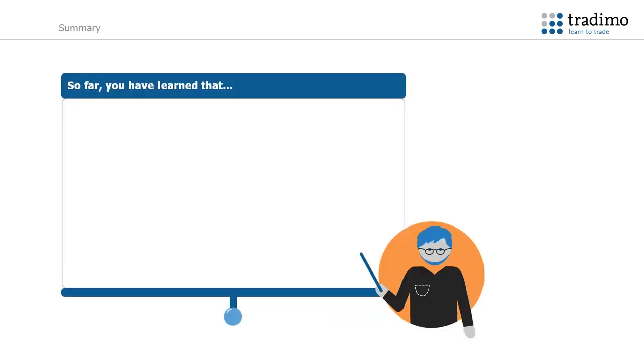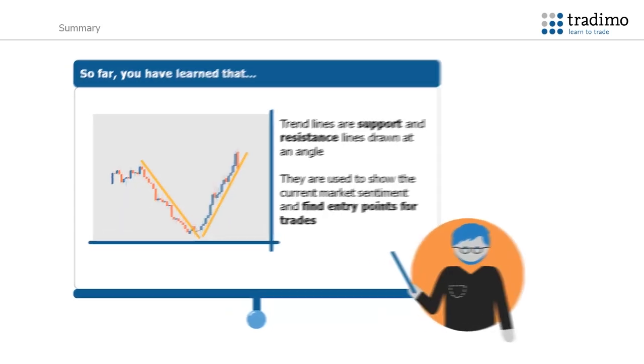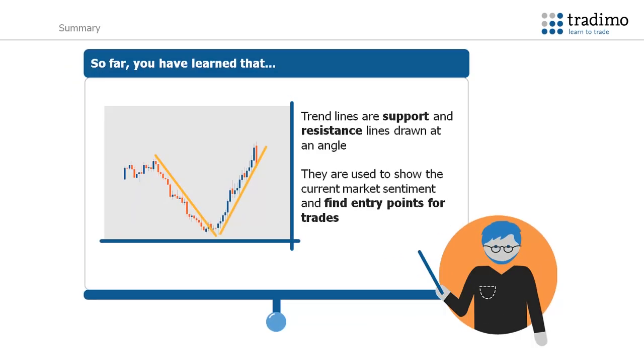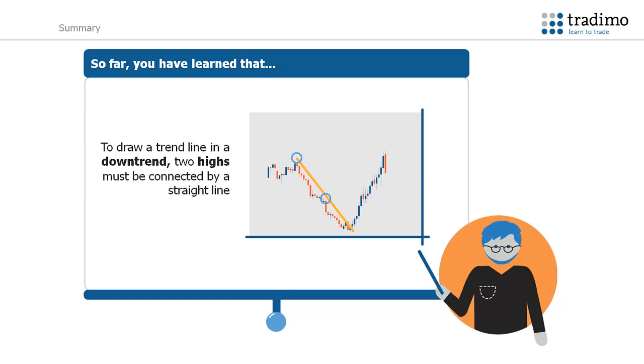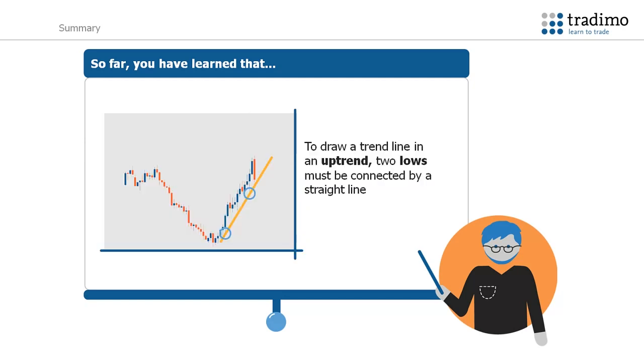This concludes the Trading with Trend Lines video. So far, you have learned that trend lines are support or resistance lines drawn at an angle. They are used to show the current market sentiment and find entry points for trades. You also learned that to draw a trend line in a downtrend, two highs must be connected by a straight line. To draw a trend line in an uptrend, two lows must be connected by a straight line.